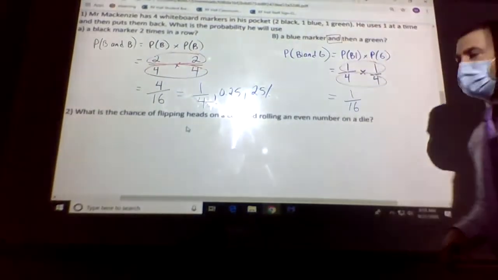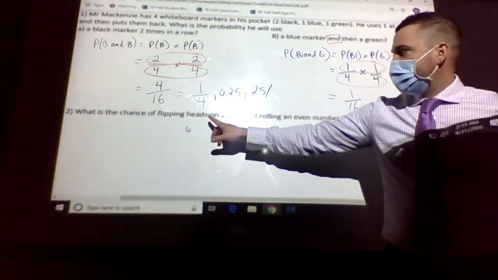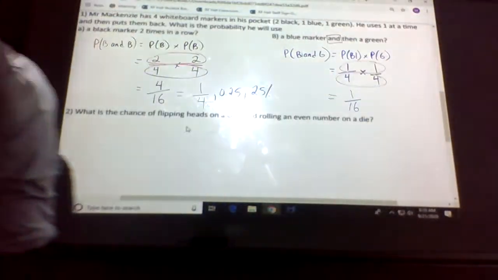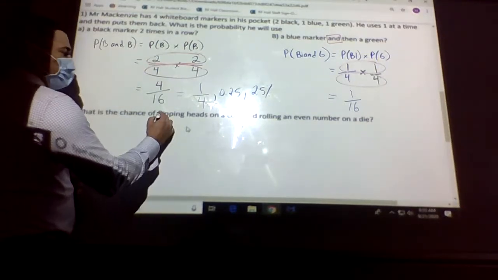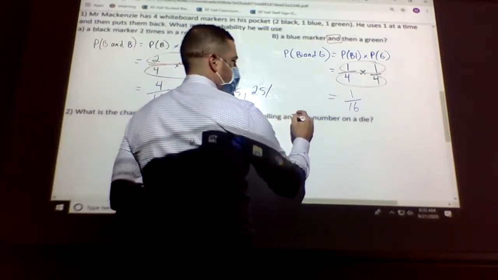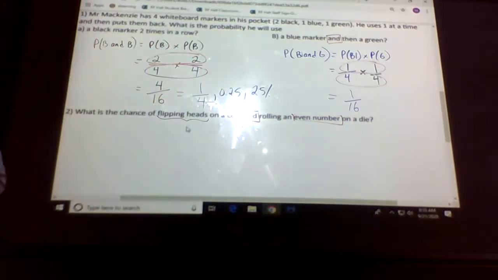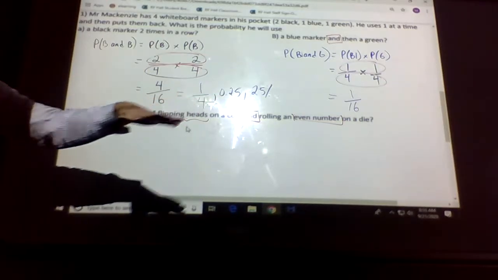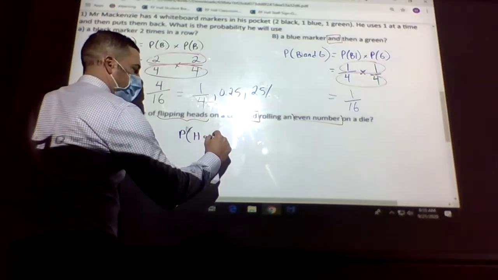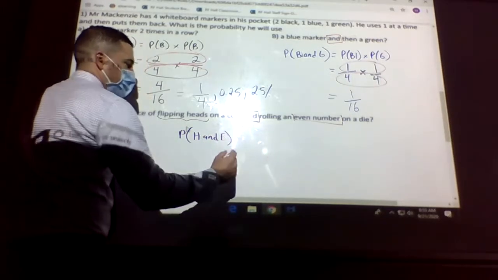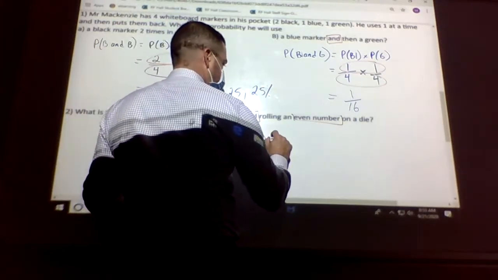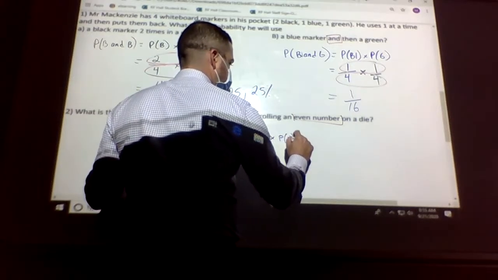Okay, second question. What is the chance of flipping heads on a coin and rolling an even number on a die? So first we want to know flipping the heads and rolling an even number on a die. So we want the heads and the even number. So we want the probability of heads and put E for even. So the probability of flipping a heads times the probability of an even number.